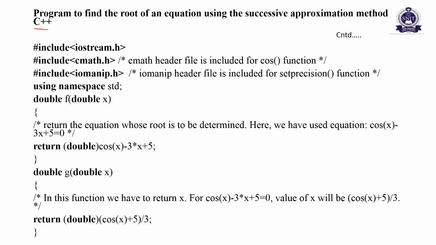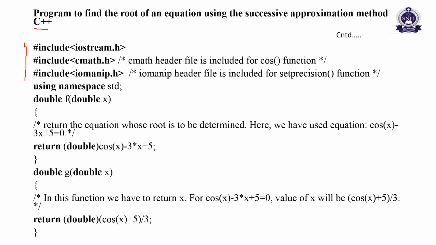Next is the iomanip header file. Iomanip header file is included for the setprecision function because you have to set the decimal places. For that, iomanip.h, that header file you have to include. So you have included these 3 header files: #include iostream.h, #include cmath.h, #include iomanip.h. Now using namespace std.